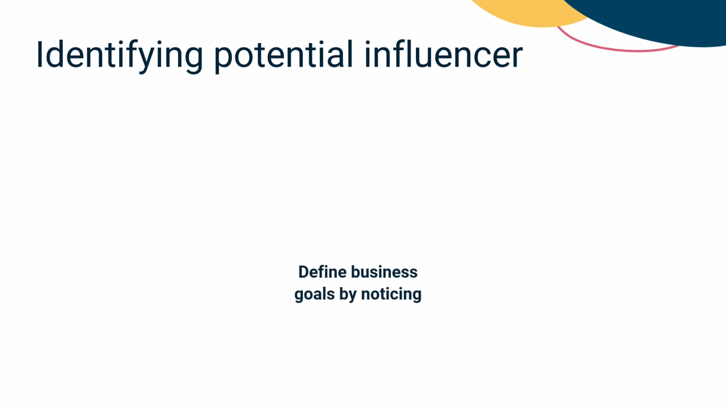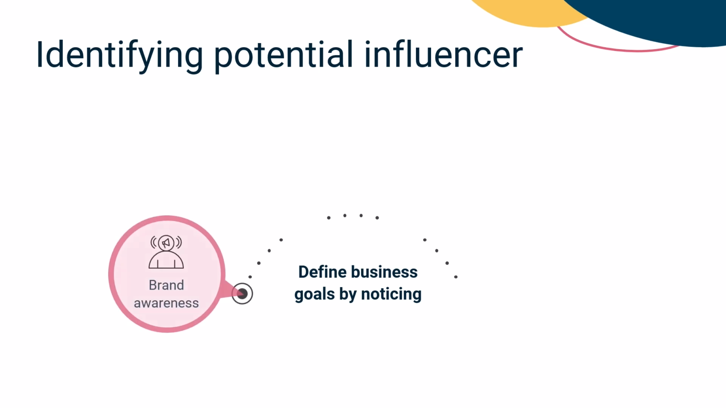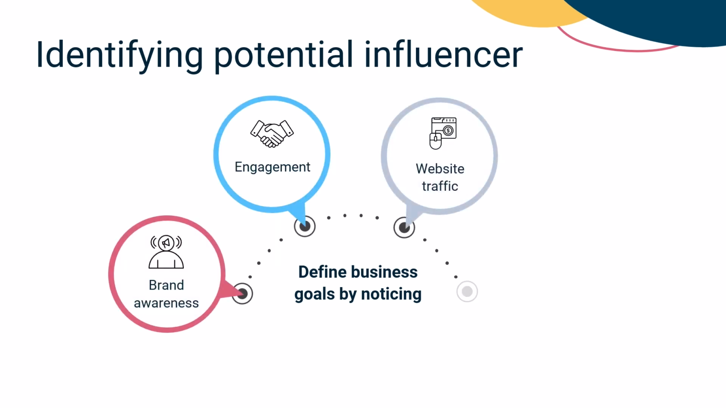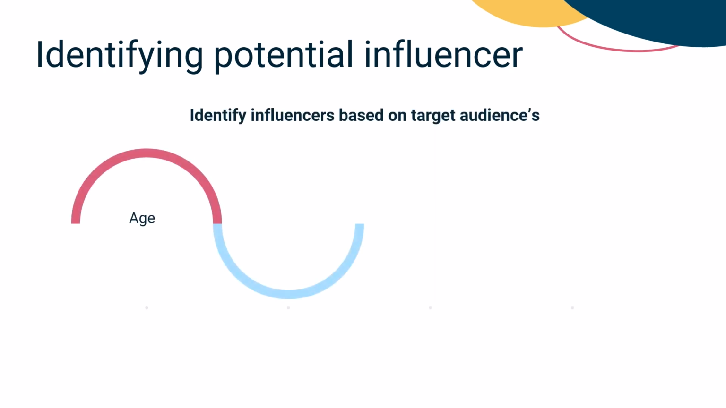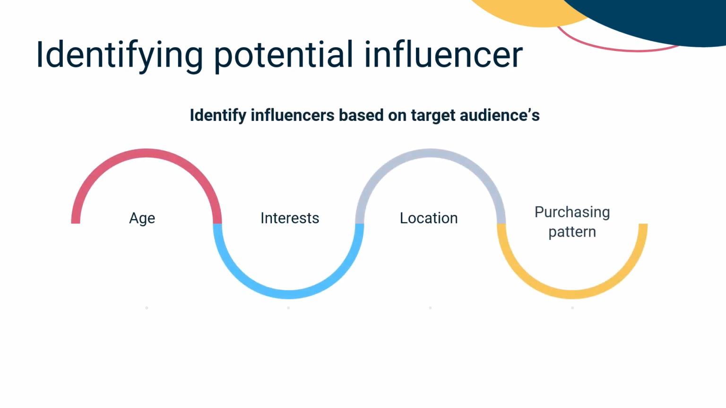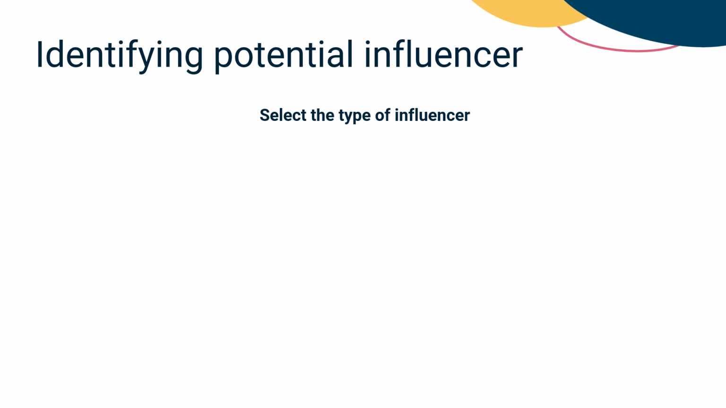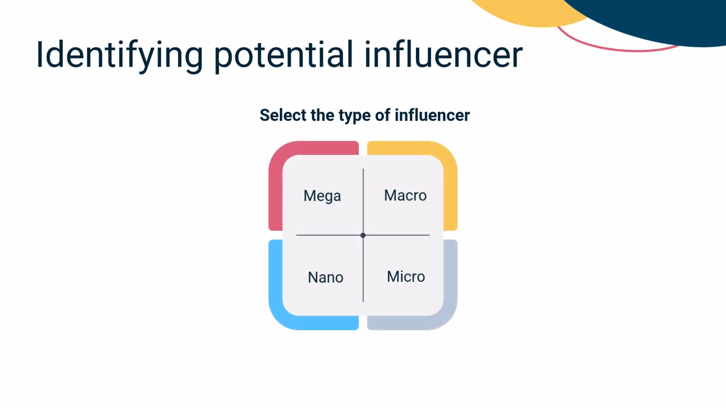Let's review how businesses can identify potential influencers aligning with their goals. For determining potential influencers, first define your business goals: brand awareness, engagement, website traffic, or conversion rates. Determine your target audience's age, interests, location, and purchasing patterns, and identify influencers that can address their audiences. Based on the business goals, select influencers from mega, macro, micro, and nano influencers that fit the marketing campaigns.